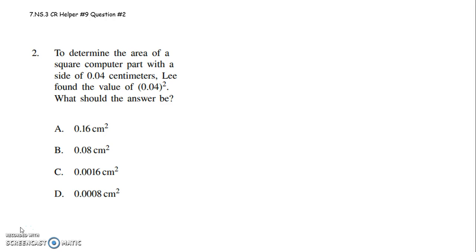It says to determine the area of a square computer part with a side of 400 centimeters, Lee found the value of 400 centimeters. That number would be squared. What should the answer be? Okay, so he's finding the area of a computer part that happens to be square.